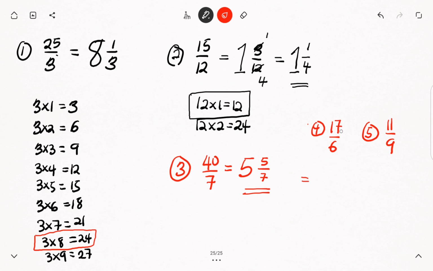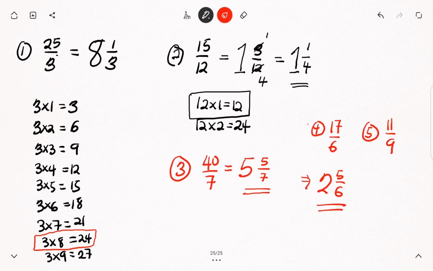Alright, so for 17 on 6, 6 will go into 17 2 times. That will be 12. So I write down my 2, very big. And then I know that after it has gone there 2 times, that will give me 12. It will be left with 5. So I write down the 5 on the 6 itself. So this becomes my answer.